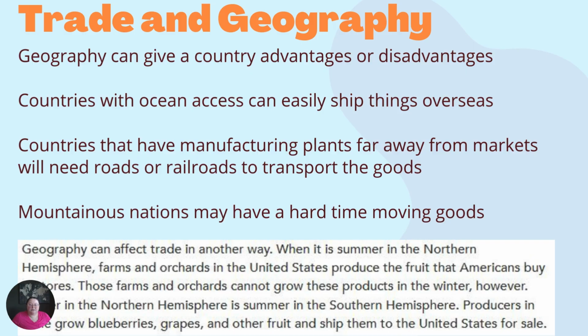When it's summer in the northern hemisphere, farms and orchards in the United States produce the fruit that Americans buy in stores. Those farms and orchards cannot grow these products in the winter, however. Winter in the northern hemisphere is summer in the southern hemisphere. Producers in Chile grow blueberries, grapes, and other fruits and then ship them to the United States for sale.